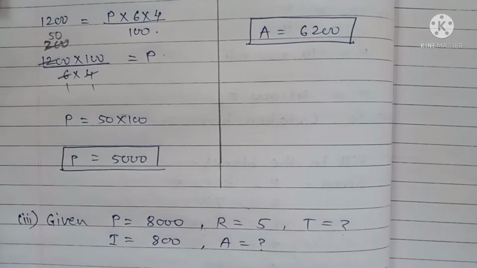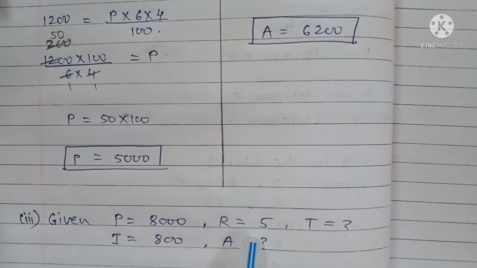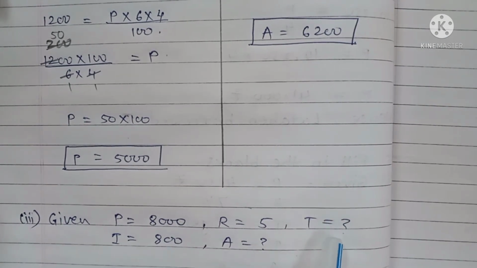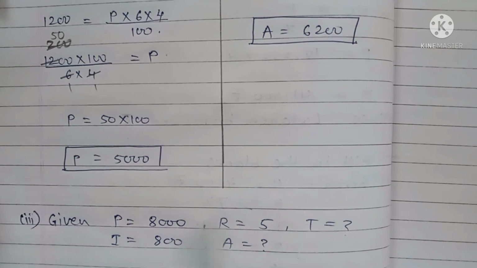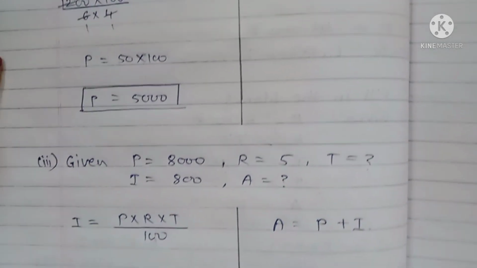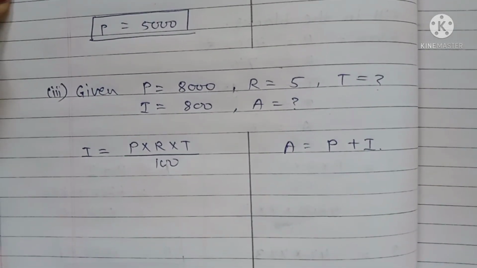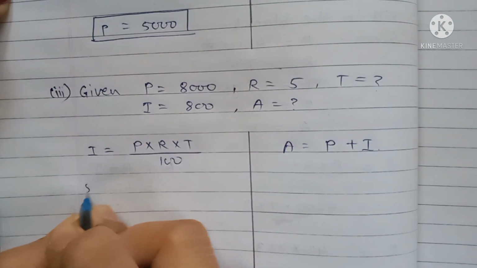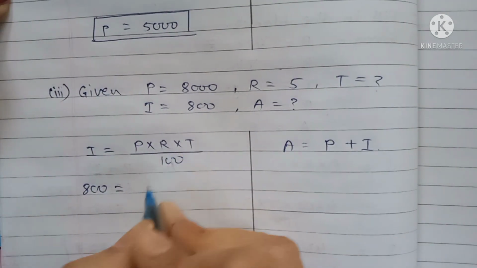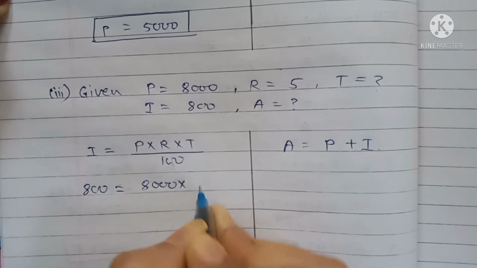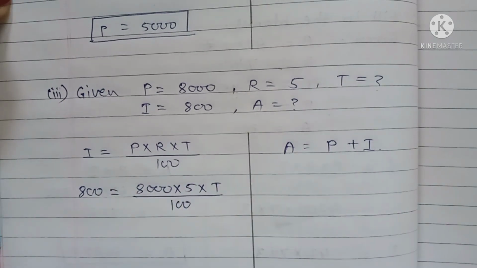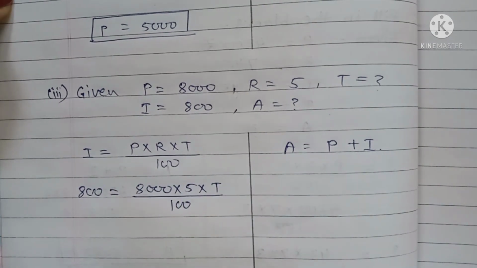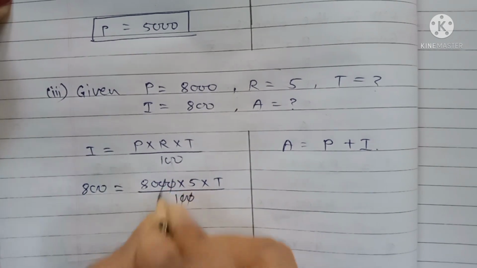Next, third question, P is 8000, R is equal to 5. You can find the value of T. I is equal to 800 and A is equal to question mark. You can find the value of T and A. Same formula, I is equal to PRT upon 100. Now put the values. I is 800 is equal to 8000 multiply by 5 multiply by T upon 100. Here 0, 0 get cancelled.